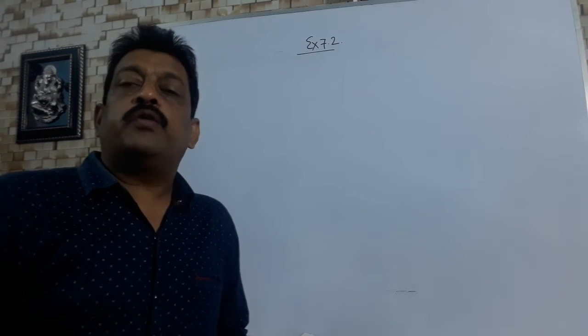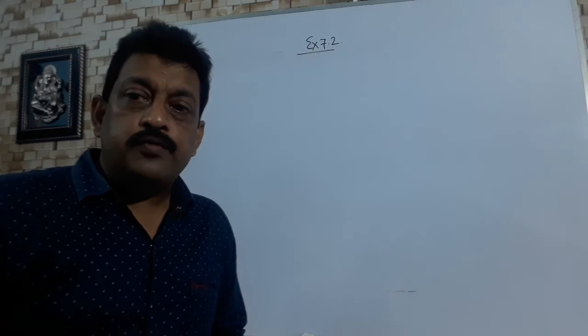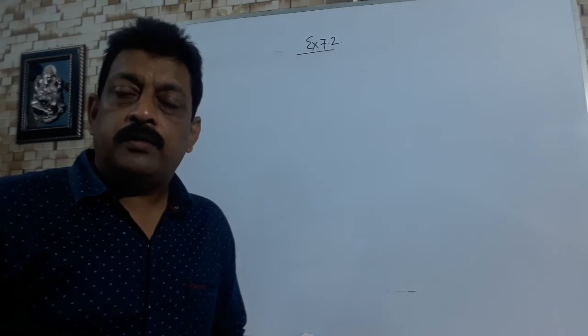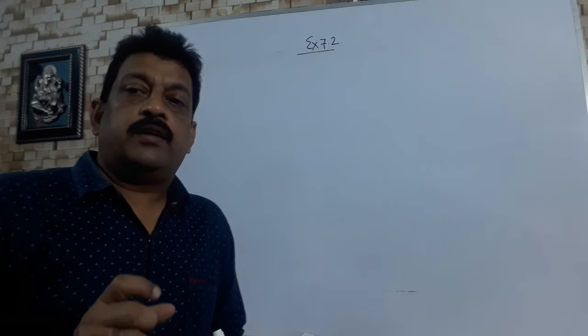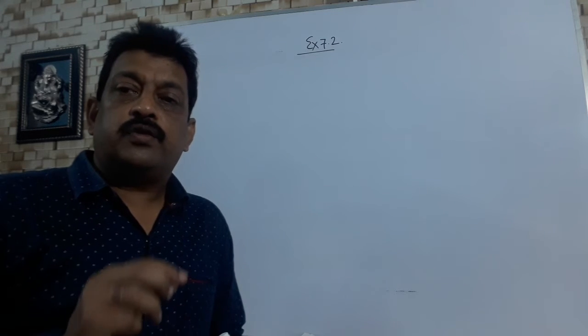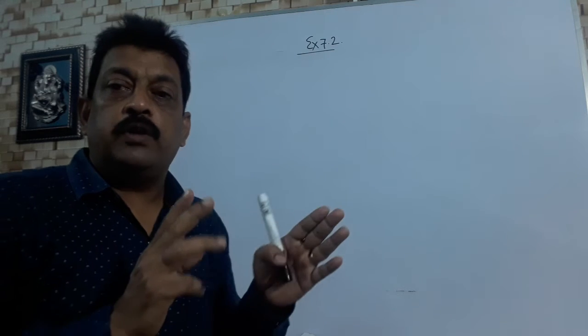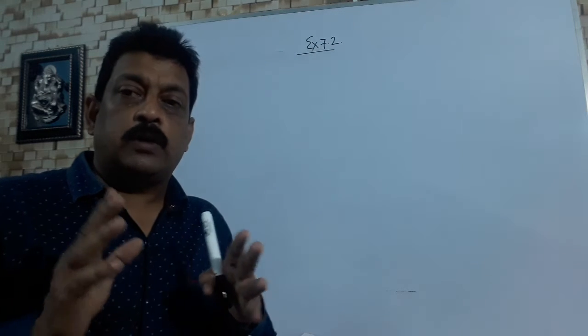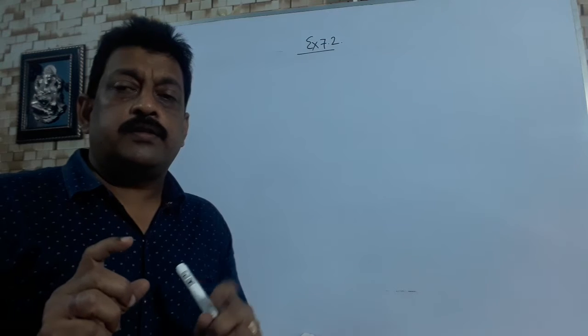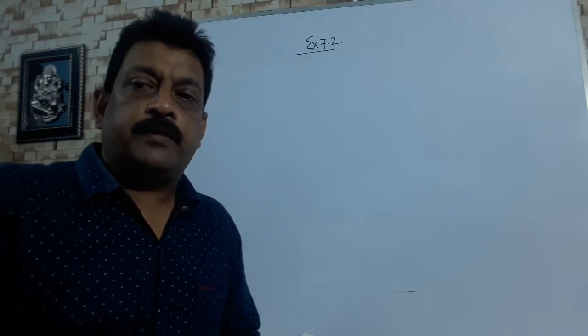So in that case, what do we have to do? How many points do we have to insert in between A and B? 3. Yes, 3 points. If we insert 3 points on AB, then AB will be divided into 4 equal parts. Let us see how it will be done.